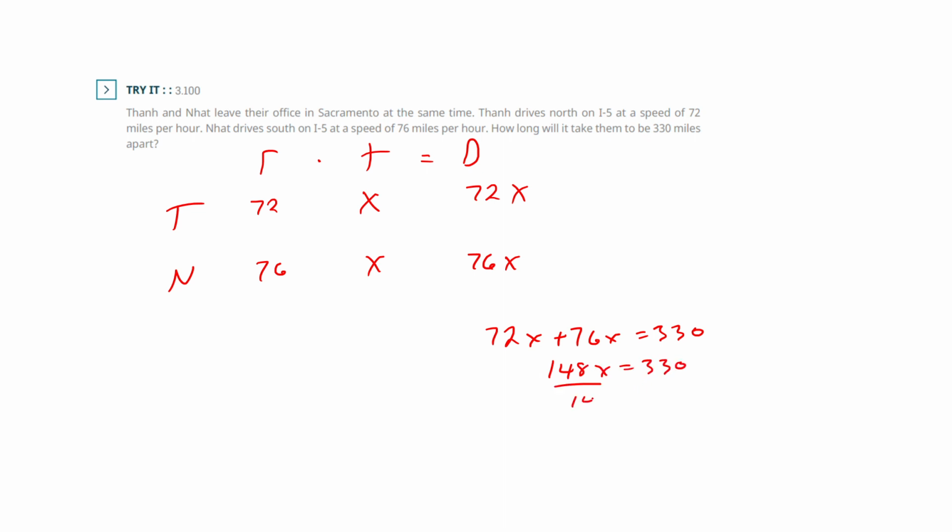Now, divide both sides by 148. Yeah, I don't think anything's wrong. Let me double check this. We got a weird answer. 2.23 hours. Let me double check. 72, 76, and they're 330 miles. Yeah, so they gave us a weird answer there, but so they're each driving for 2.23 hours.